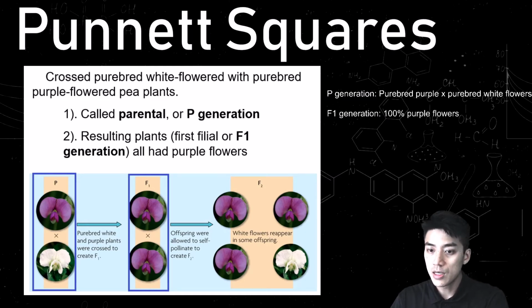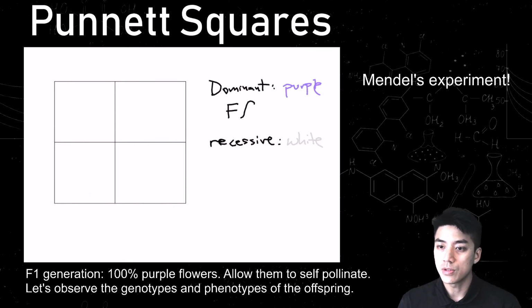But keep in mind, the F1 generation, those guys are heterozygous dominant. So now we're going to cross those guys. We're going to allow them to self-pollinate, and we're going to see what's going to happen in the next generation. So let's see the next step of Mendel's experiment.